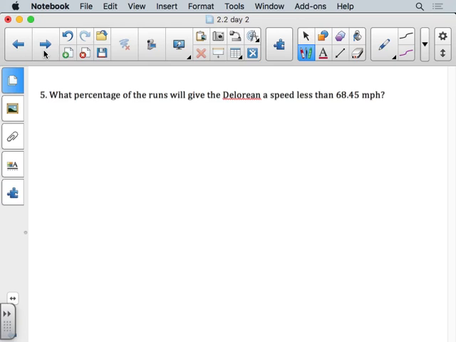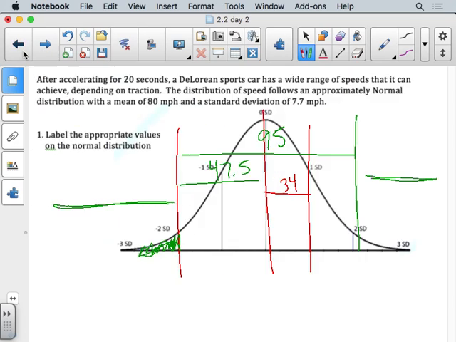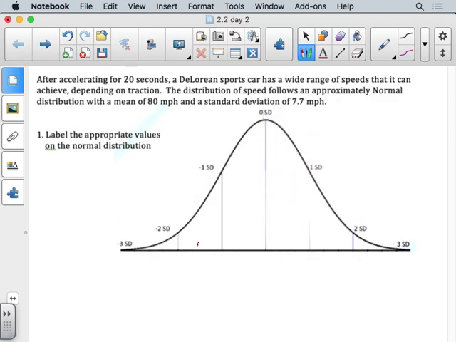And then number 5. What percentage of runs is less than 68.45? Unfortunately, it's not one of our standard deviations. With y'all, you probably could have gotten a good guess.